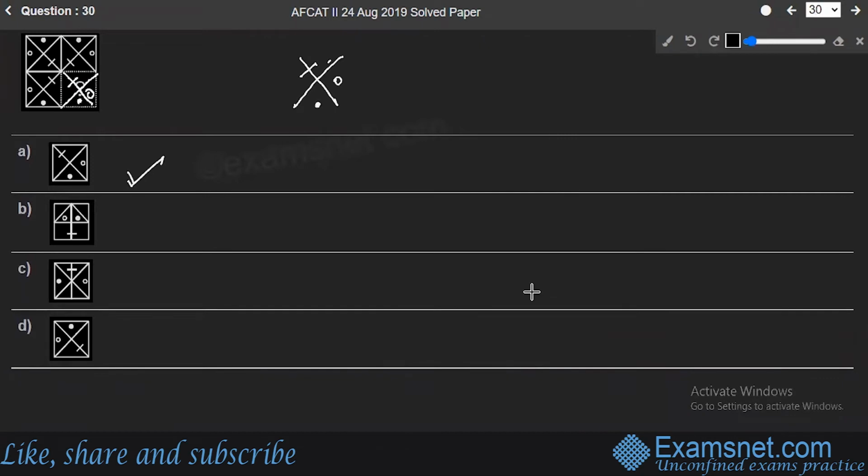So I think this option A goes well with it, because only this is the one which is having a line over here. This exactly matches. Option A is the right answer for this.